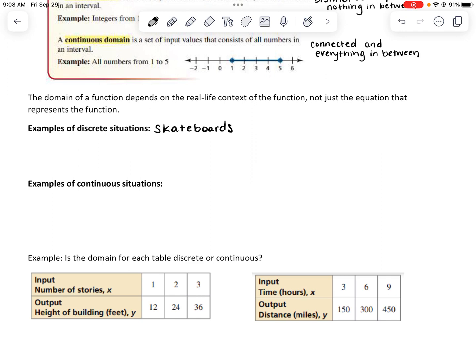Some other things that are discrete could be the number of people, the number of songs on my playlist. And again, there's so many examples. I could do number of carrots. Okay, anything that has basically a whole quantity that's not going to have parts.